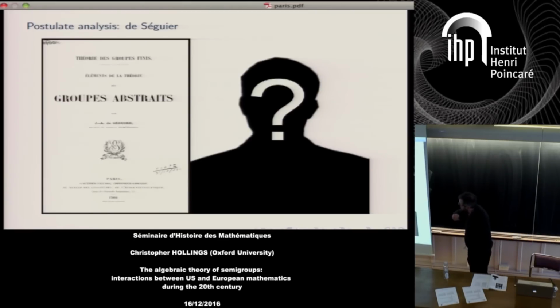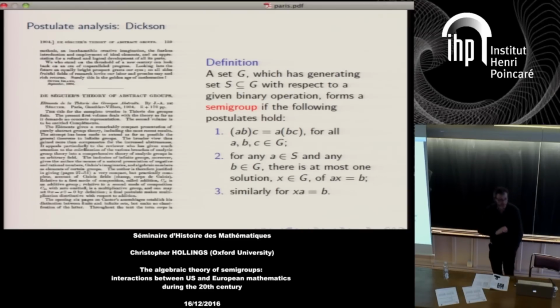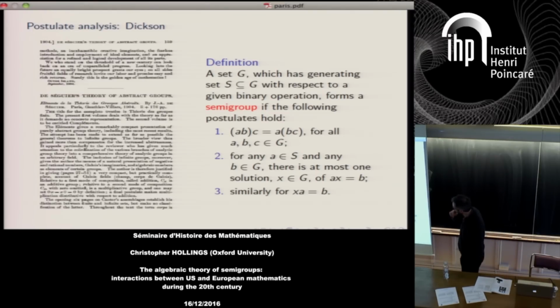This is one of the first texts to deal with groups in the abstract setting, in the finite case. It was reviewed by Leonard Dickson for the Bulletin of the AMS. So this review presumably contributed to some of the figures that we've just seen. And Dickson was quite interested, given his postulational interests, in a definition that de Segier had given.